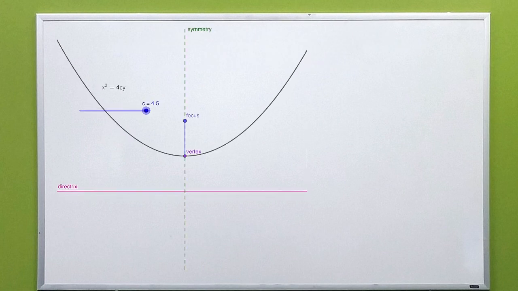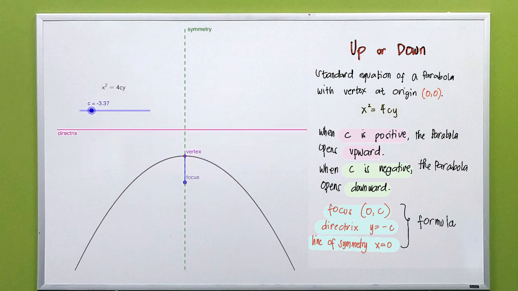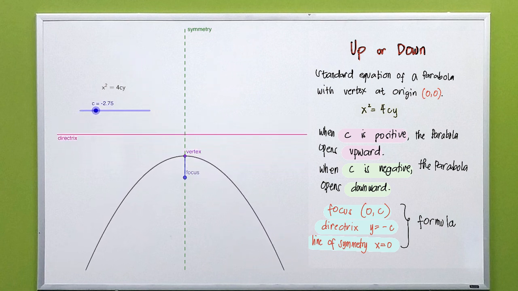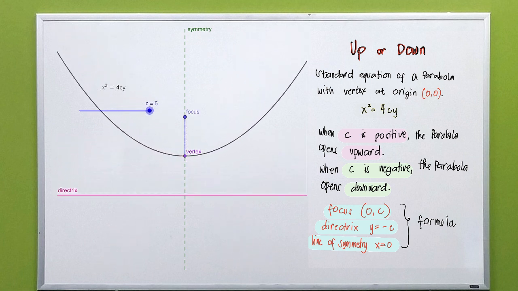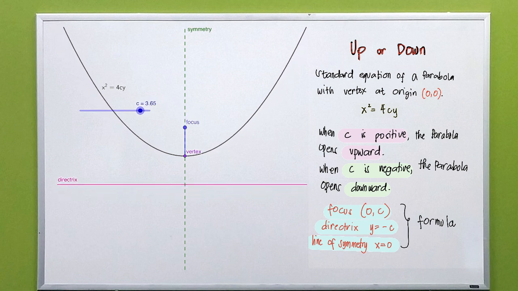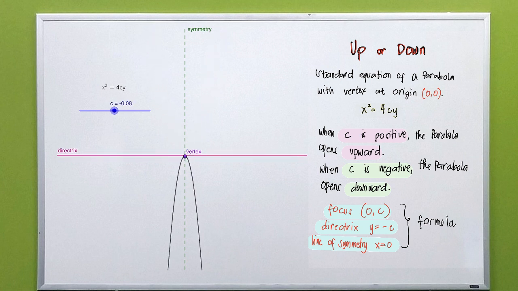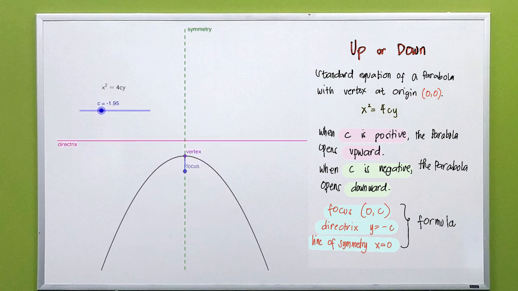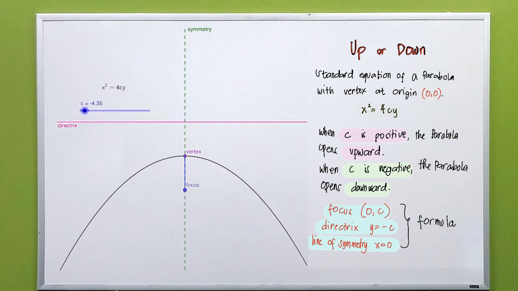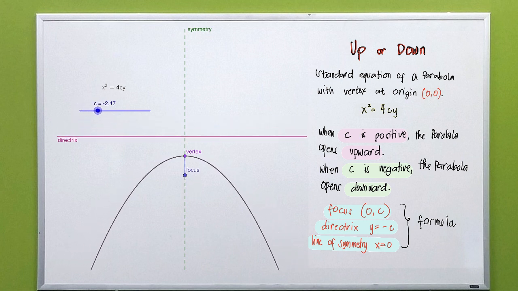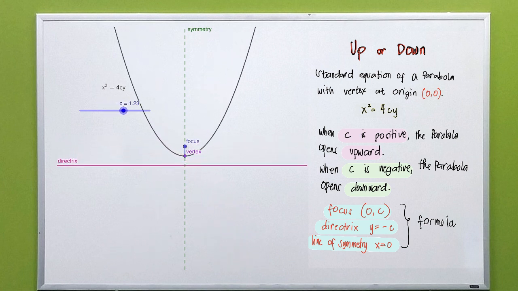The standard equation of a parabola that opens either upward or downward with vertex at the origin is x squared equals 4cy, where c is the length between the focus and the vertex. When c is positive, the parabola opens upward, else when it is negative, it opens downward. When c is either positive or negative, we make use of the following formula to determine the directrix, the focus, and the line of symmetry.